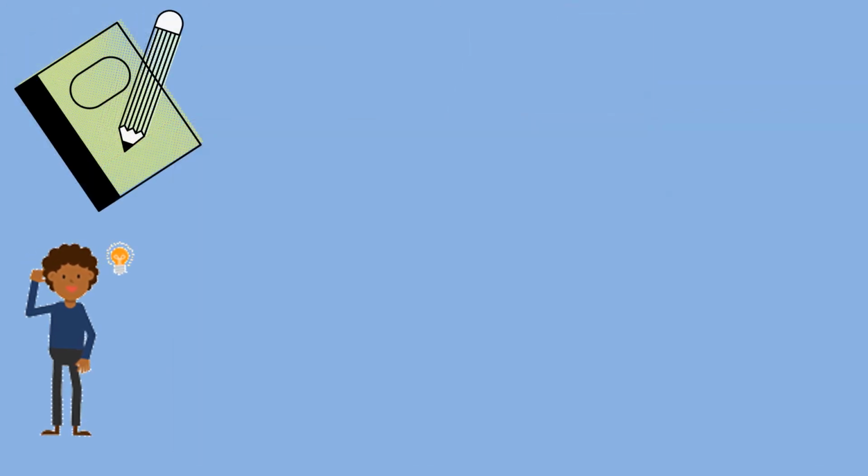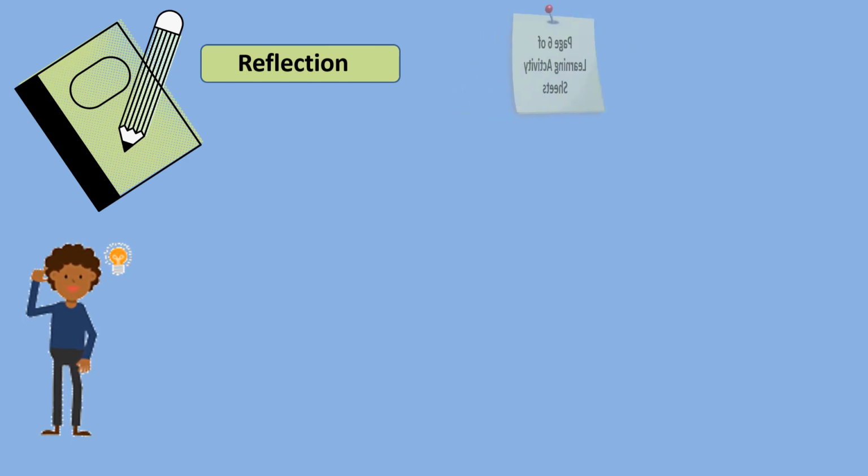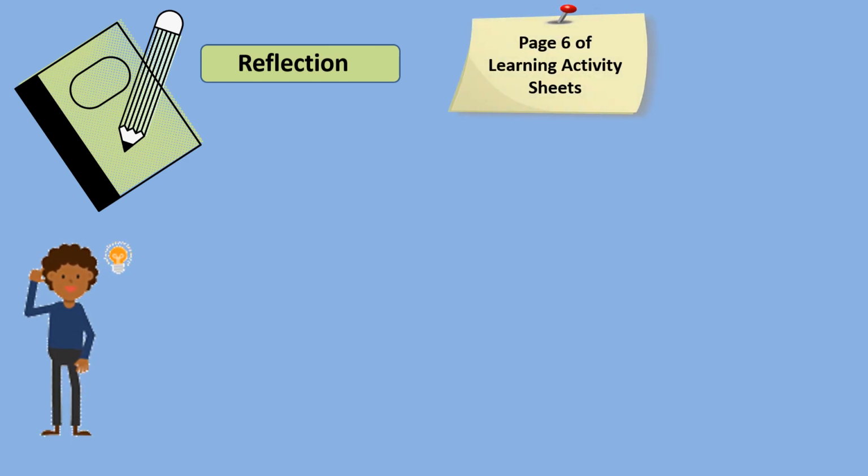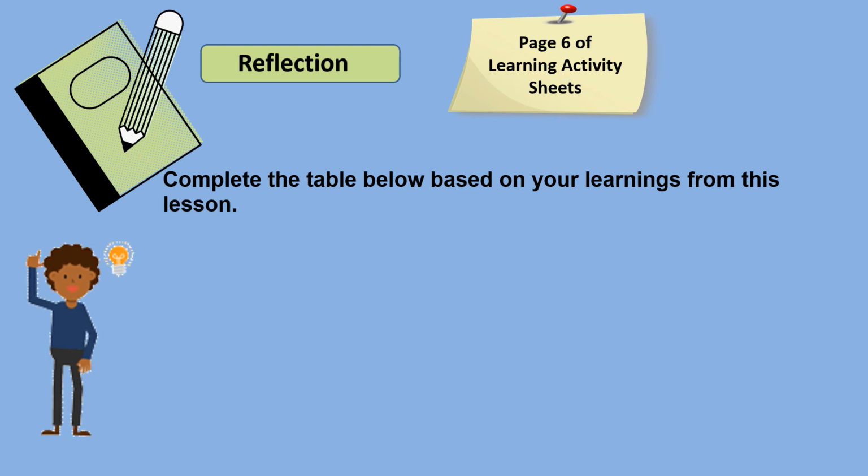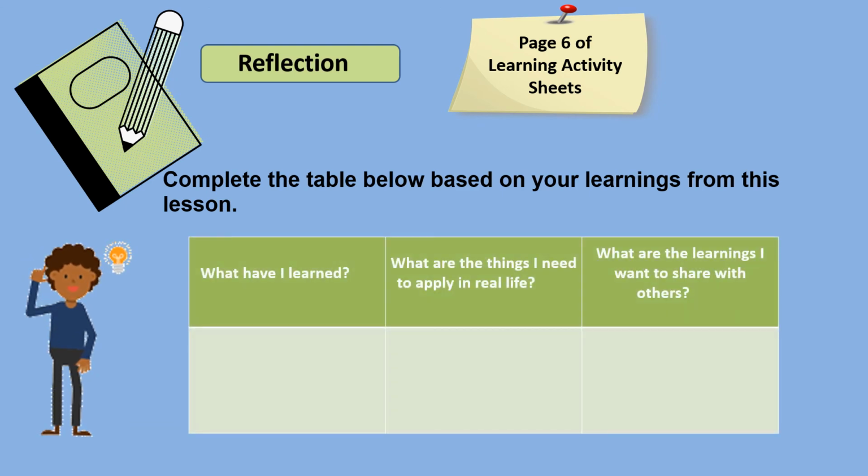That's all for our activities. But wait, there's more. Before we end, you have to reflect on the things you have learned for today's lesson. With that, please answer the reflection part that can be found on page 6 of your learning activity sheets after this video lesson. You have to answer the specific questions. What have you learned? What are the things you need to apply in real life? And what are the learnings you want to share with others? Did you get it? Very good!